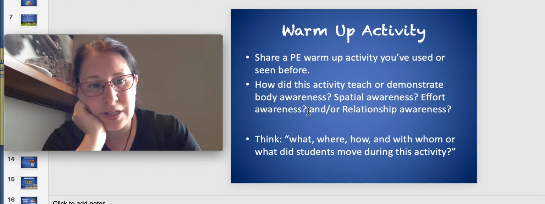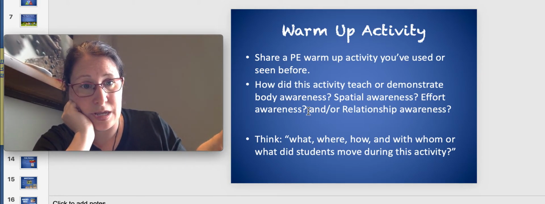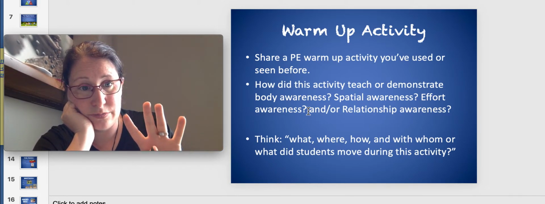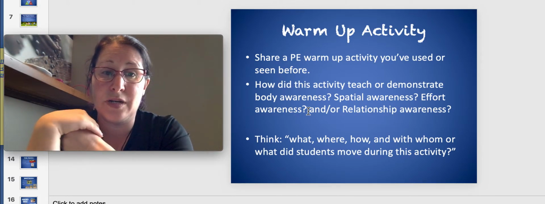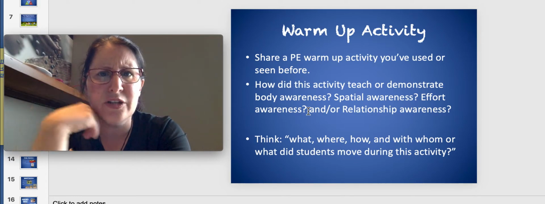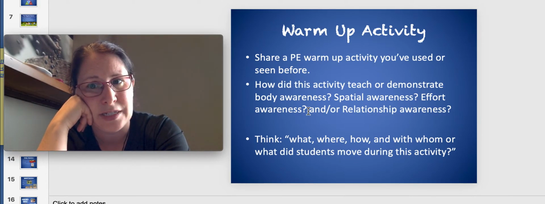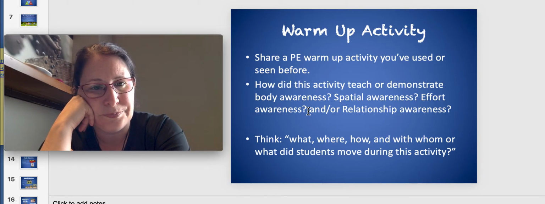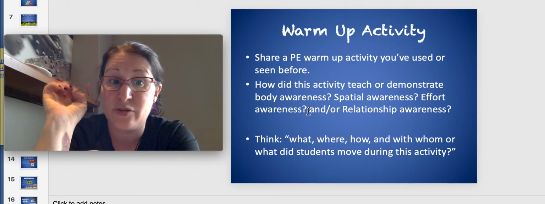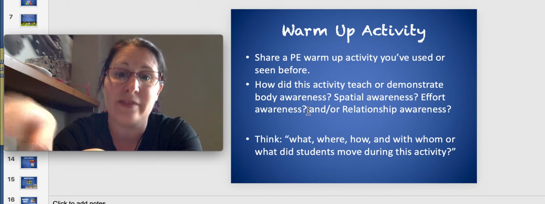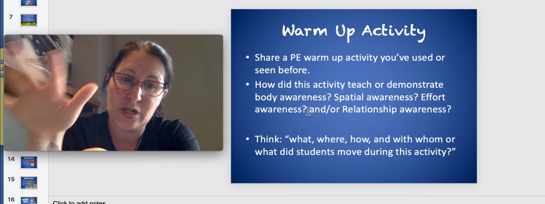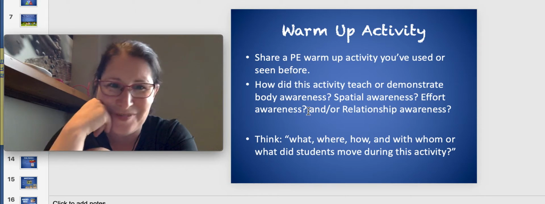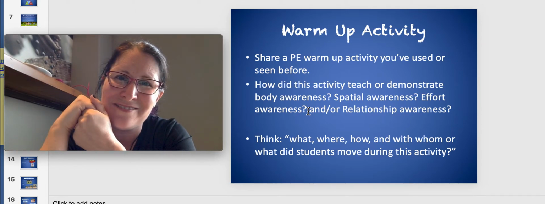Okay, now we're going to pause on the 4 of Laban's movement principles. This is what we would have done in class, but now we have to do it online. You're going to think of a PE warm-up activity that you've used or seen before. If you have it online or there's a YouTube video of it, share that link in your discussion. I want you to describe or demonstrate it, and if you want to video it, that'd be awesome. Then it's a little bit more socially interactive.